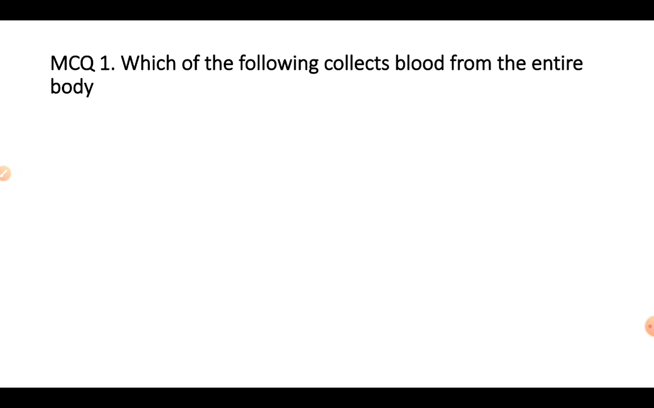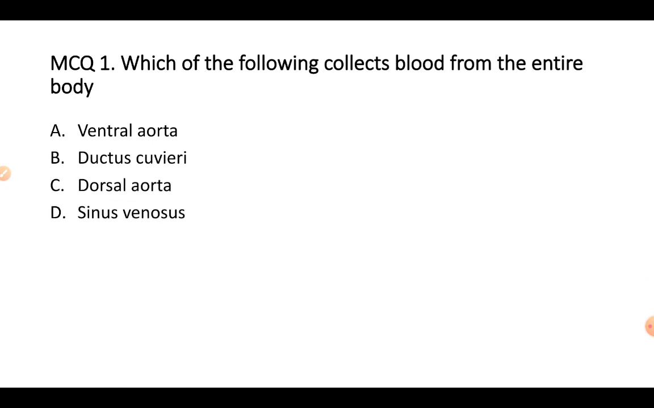Which of the following collects the blood from the entire body of Amphioxus? Is this the ventral aorta, the ductus cuvieri, the dorsal aorta, or the sinus venosus? Here, which organ holds the blood which comes from all different parts of the body? The right answer is option D, sinus venosus.